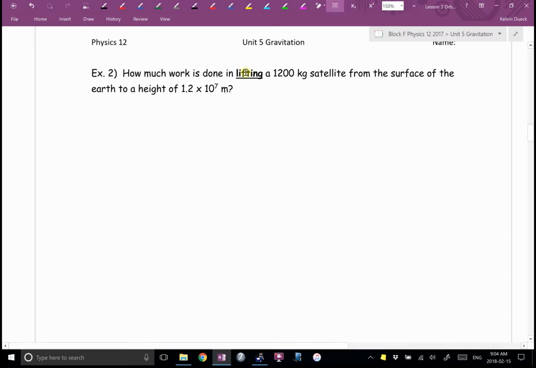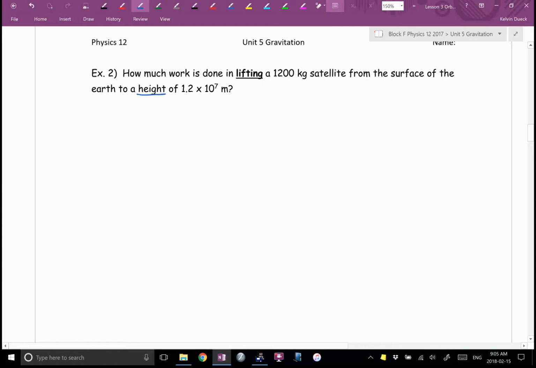It says this: how much work is done in lifting a 1,200 kilogram satellite from the surface of the Earth to a height, I'm going to underline the word height, of 1.2 times 10 to the 7th. This will not get it in orbit. All we're doing is lifting it there. As soon as you let go, what's it going to do? Come crashing down. Because to stay in orbit, we would also need to give it kinetic energy to get it to circle the Earth. We're not doing that yet.